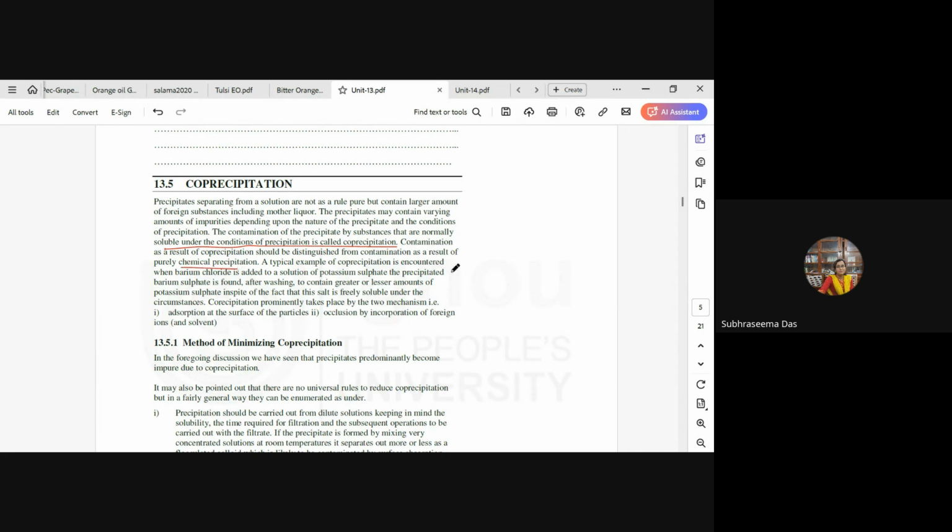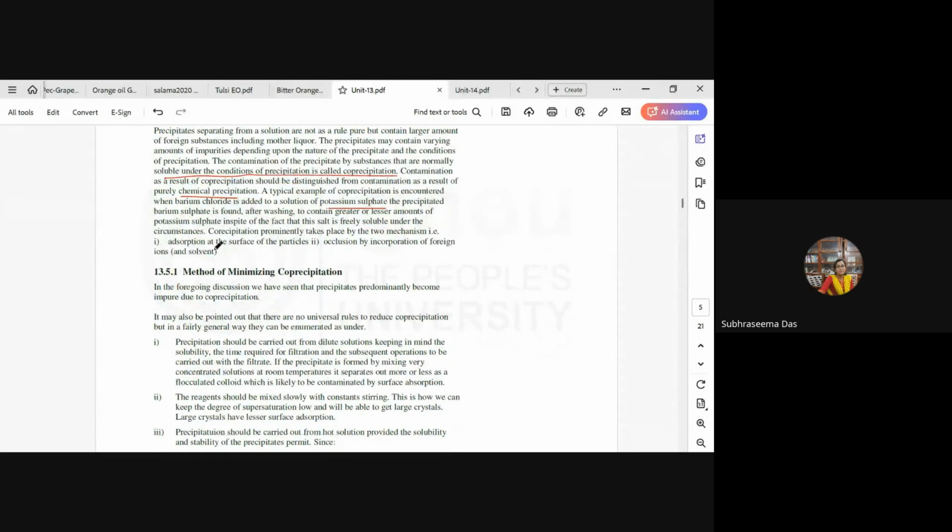The contamination as a result of co-precipitation should be distinguished from contamination as a result of chemical precipitation. A typical example of co-precipitation is when barium chloride is added to a solution of potassium sulfate. Then the precipitate, barium sulfate, is formed. After washing, it has been found to contain some amount of potassium sulfate. So this is co-precipitation. It prominently takes place by two mechanisms: adsorption at the surface of the particles, and occlusion, or incorporation, of foreign ions and the parent solvent.